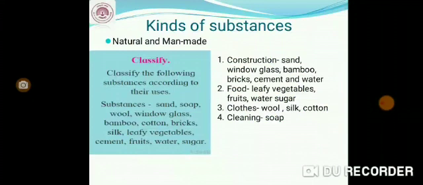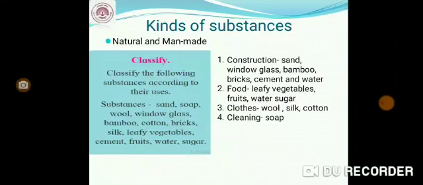Okay, now kinds of substances. The substances around us are either natural or man-made. Okay, now on your page number 42 you will see a blue box which says classify the following substances according to their uses. What are the substances given? Sand, soap, wool, window glass, bamboo, cotton, bricks, silk, leafy vegetables, cement, fruits, water and sugar.